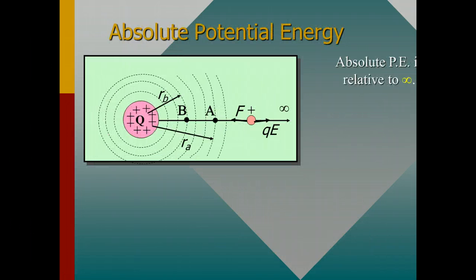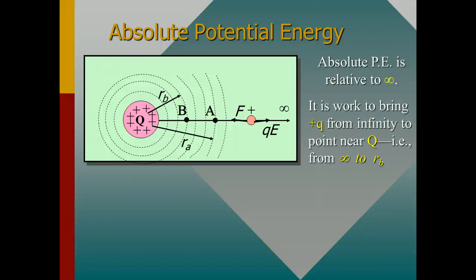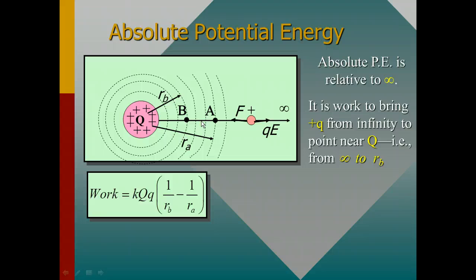That's useful if we know our two different locations, but sometimes we just want to know how much potential energy there is at a point. So we define something called absolute potential energy, which is the potential energy at a given point. The reason we define it as absolute is because it's relative to an infinite location. It's the amount of energy that would be required to bring the charge from infinity to that point near our charge. So the absolute energy at point A is the amount of energy required to bring it from infinitely far away to point A.